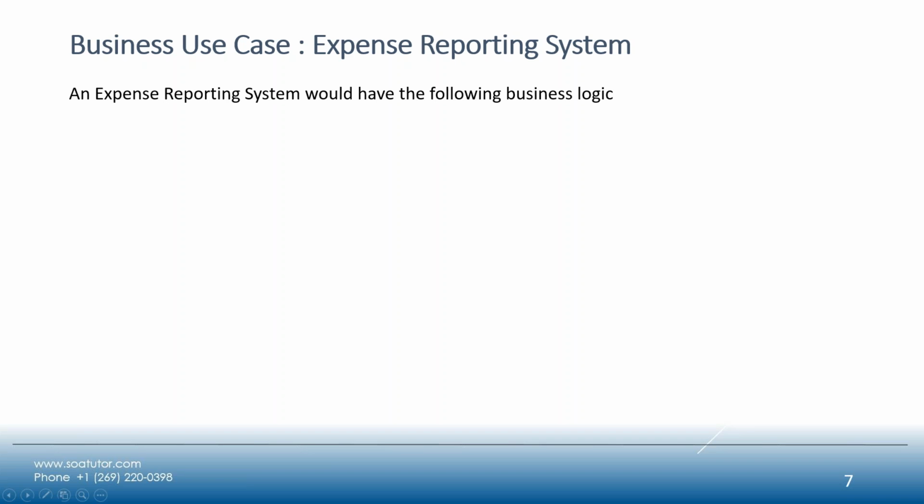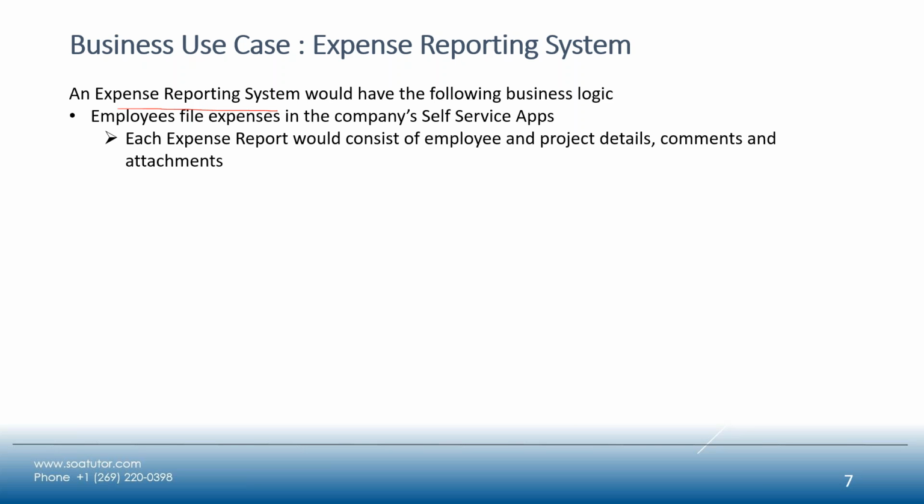Now, we all know about the expense reporting system, so let's take the same example. We will talk about this business use case called expense reporting system. How does it work? An employee logs into a portal and then files an expense, right? As part of filing expenses, he would provide some comments and attach all the receipts. Next, each expense report would consist of an employee and project details, comments and attachments, and each expense report goes to the manager for approval.